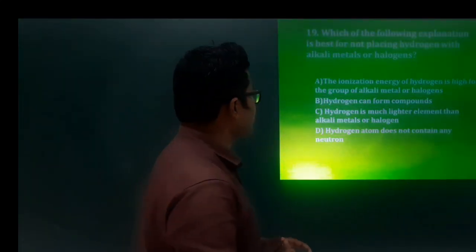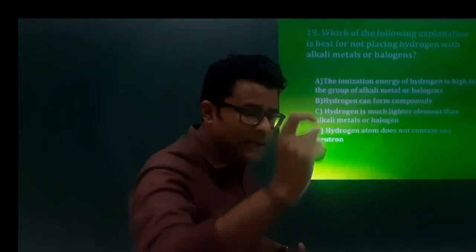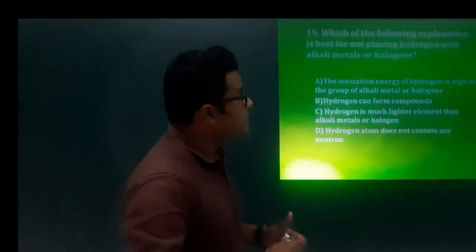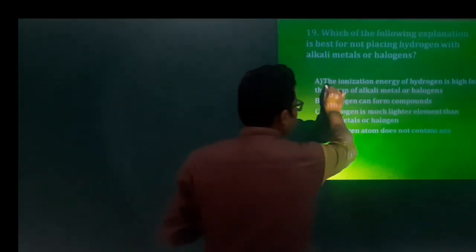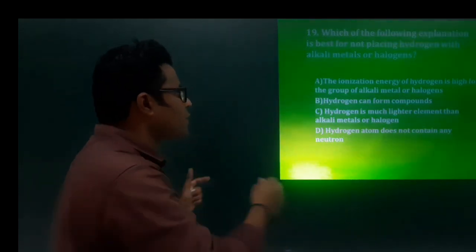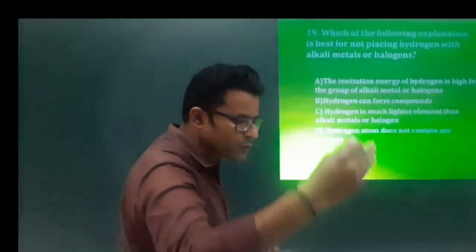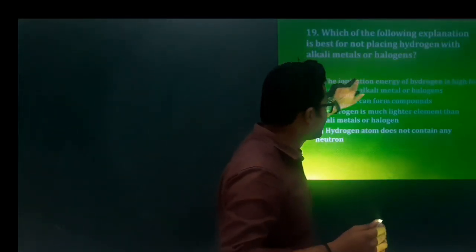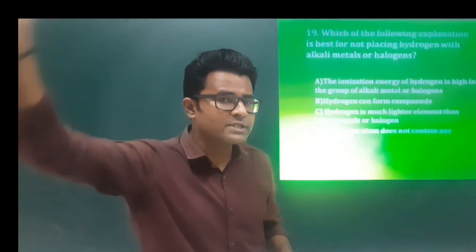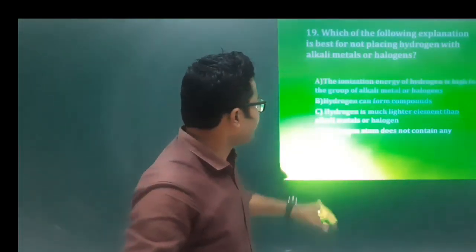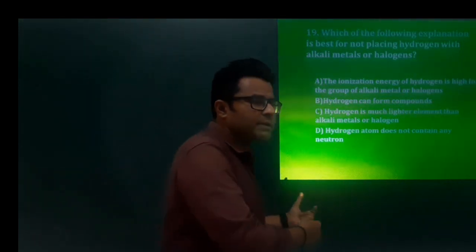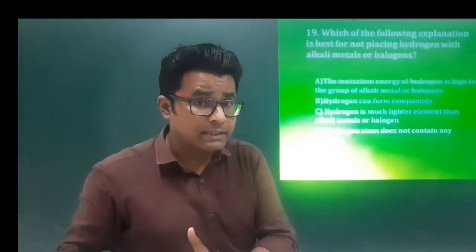Which of the following explanations is the best for not placing hydrogen with the alkali metals or halogens? Option A, the ionization energy of hydrogen is higher than that of the alkali metals or halogens. If we go through the properties, you will see that the ionization energy is almost equivalent to that of the halogens, especially chlorine. Option B, hydrogen can form compounds. Of course, compounds can be formed by the halogens as well as by the alkali metals.